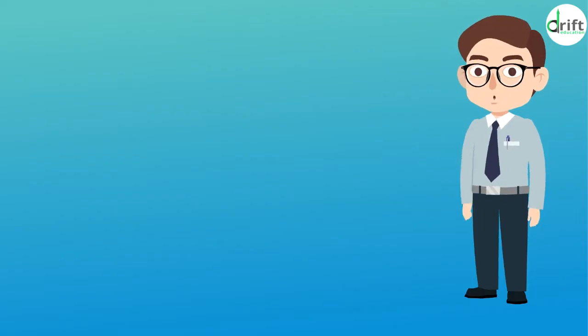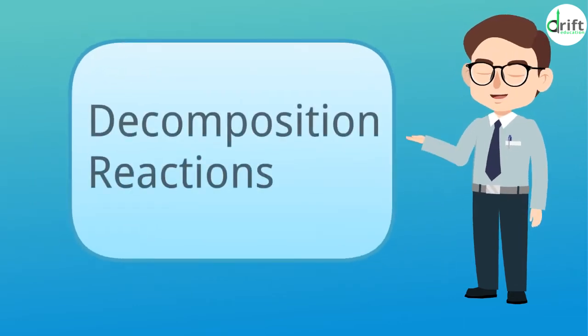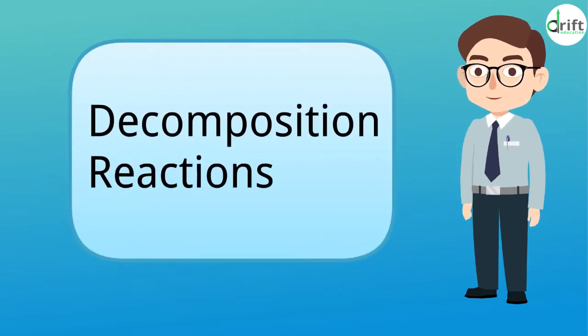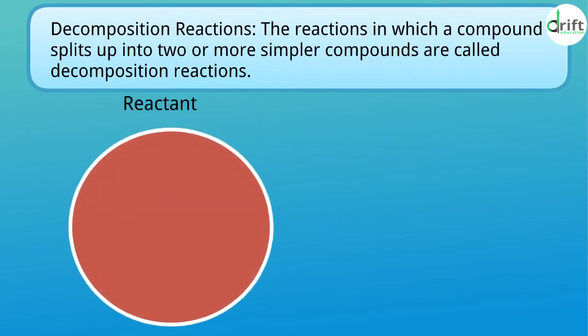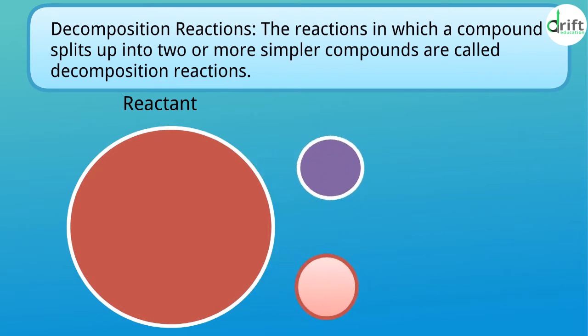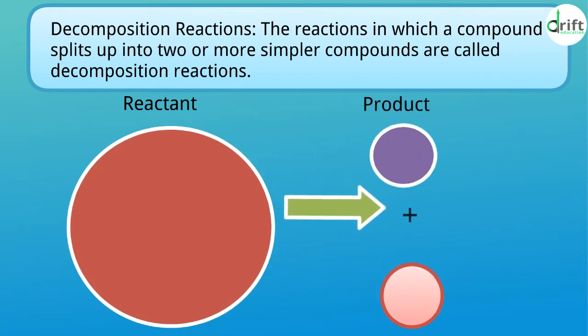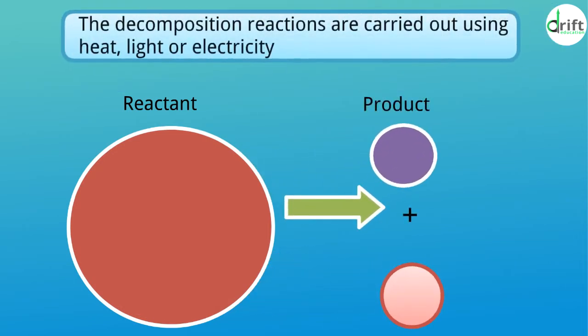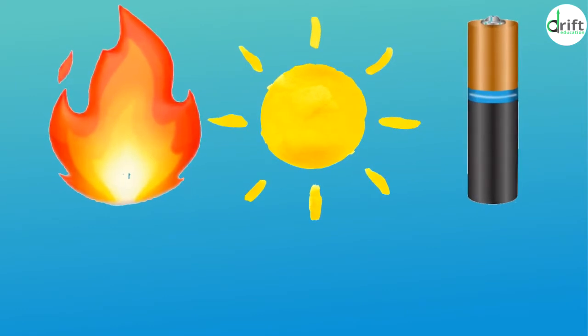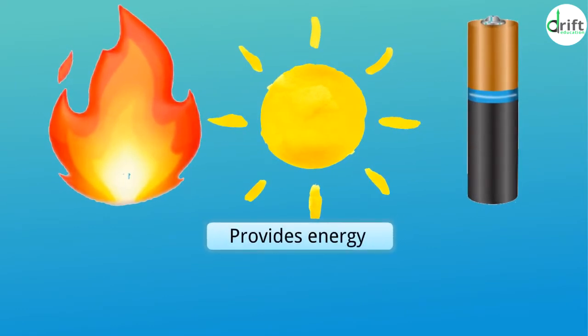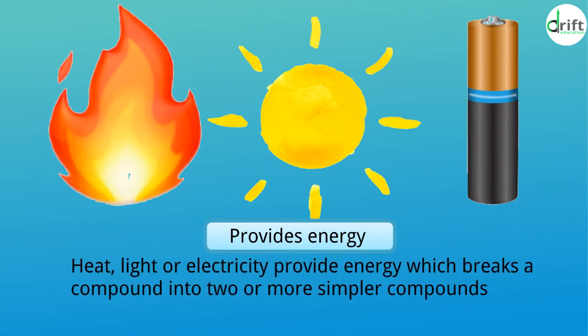In this video, we're going to learn about decomposition reactions. So, what are decomposition reactions all about? The reactions in which a compound splits up into two or more simpler compounds are known as decomposition reactions. The decomposition reactions are carried out using heat, light, or electricity. Heat, light, or electricity provide energy which breaks a compound into two or more simpler compounds.